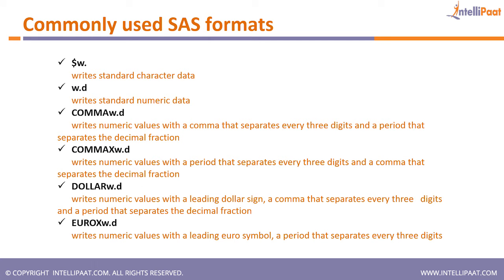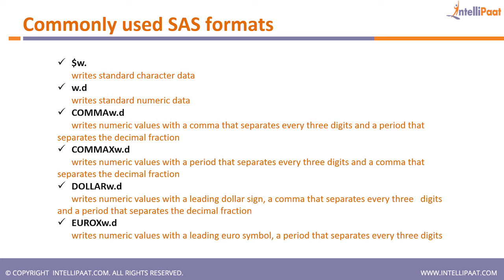We will now be seeing a few of the most commonly used formats, right? So you can see the commonly used formats. The first one shows $W dot. So basically, the two most basic formats available in SAS are W.D, the second one which you see here in the list, which writes standard numeric data, and another one is $W dot, the first one, which writes standard character data. The W.D format reads standard numeric values, and the W tells SAS how many columns to read, right?